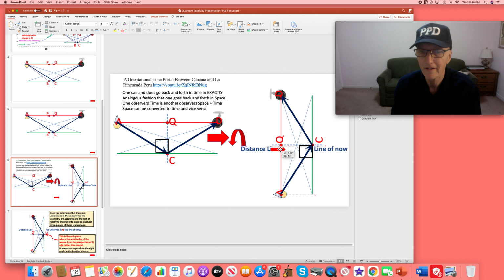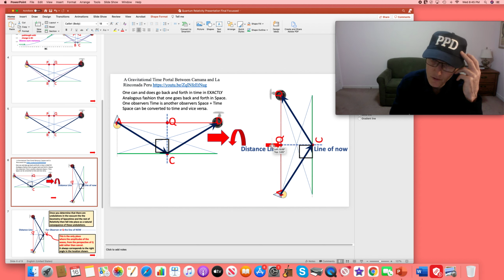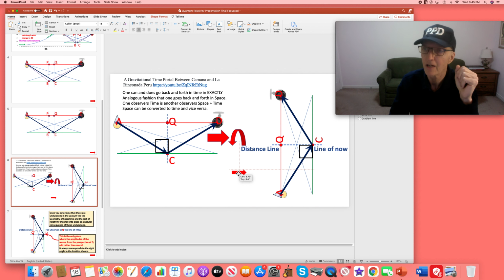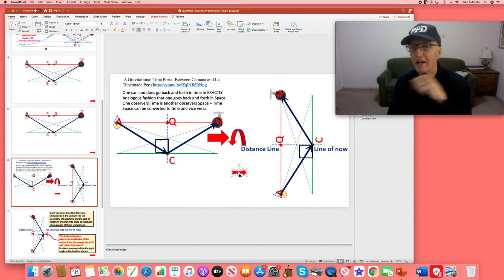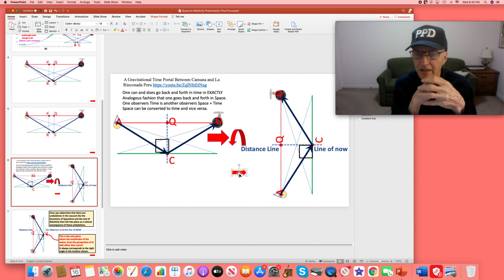And they say, well, what is the line of now? And where? Well, it's this dotted blue line here that goes from Q to C. And for the observer at point Q, the only thing he can detect as "now" is something going on at C, because that's the time for observer Q. That is the time now over at C, okay?